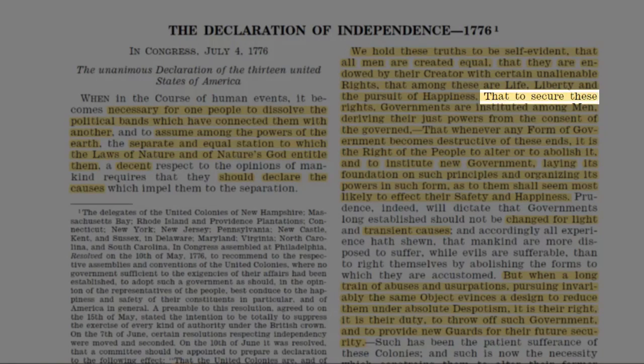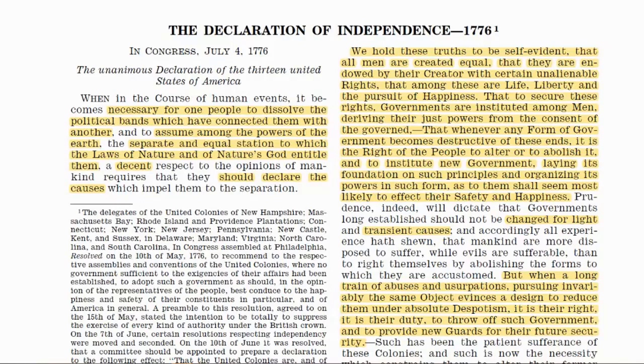Then again, we have another that to secure these rights, governments are instituted among men. So in my government class, I talk about this at length. What is a government for? I'm asking a question, and I need you to answer it in the same way you would answer the question, what is a hammer for? What is a chair for? What is a dog for? What is a man for? What is a woman for? What is a human for? What is our aim? At some point, it becomes a different kind of question, what is a human for? But I think that's Aristotle's question in his Nicomachean Ethics. He wants to know what our purpose as humans is.